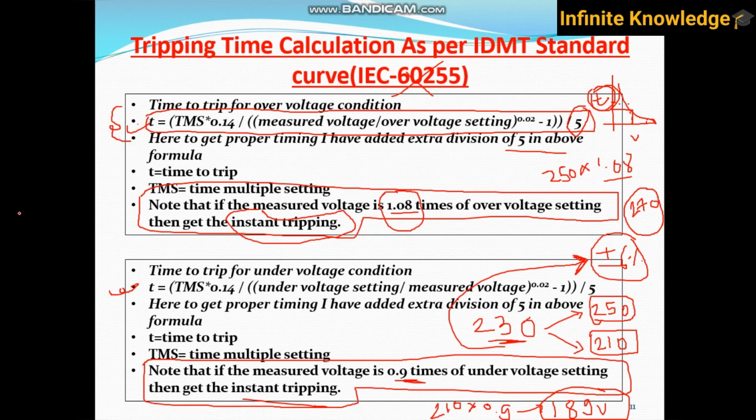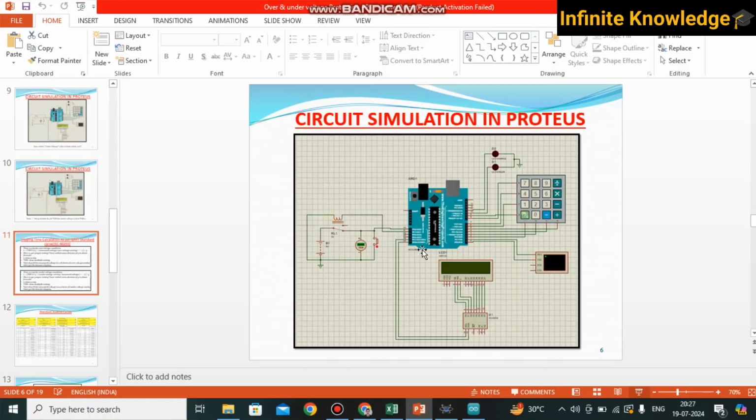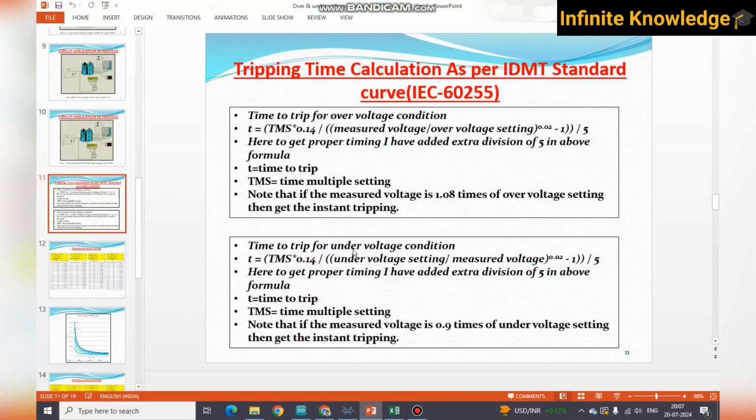So we will check all these things. We will check the timing and the instant tripping also in the simulation. But you need to be very clear about this calculation, which is very helpful to understand the IDMT characteristics, the inverse characteristics. Until now, I think you are very clear about what the under voltage equation and the over voltage equation are.